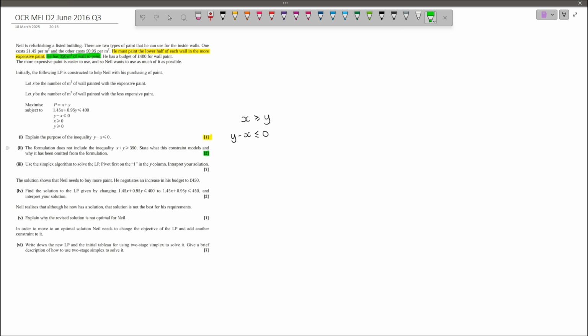But this constraint has been omitted from the formulation because the simplex algorithm deals with smaller than or equal to inequalities. So to use a larger than or equal to inequality, you need either the two-stage simplex algorithm or the big M method.